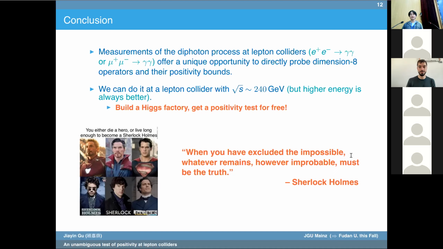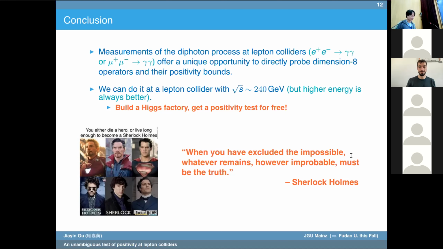I don't see any questions, but I do have a naive question. Do you expect many of these clean channels to test positivity bounds in future colliders? I mean, you found one. Do you expect that there will be many of these?